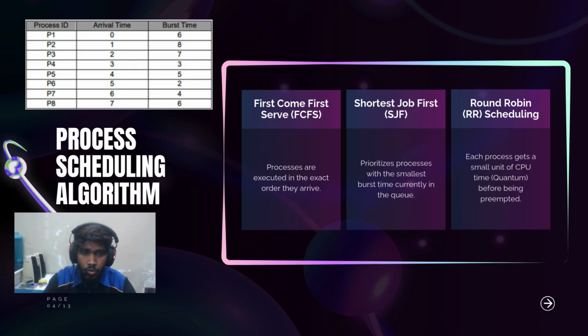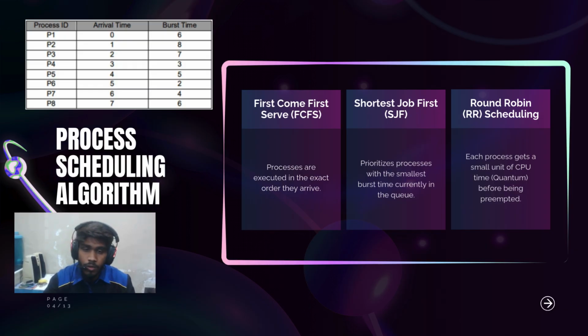Each process gets a small unit of CPU time, which is called a quantum, before being preempted. Later on there will be two examples with quantum 2 and quantum 4, but as a brief explanation, let's say P1's burst time is 6, but the time quantum can only take 2, so it will take 2 of the burst time and then go on to P2, then P3, and so on until P8. Then it will come back to process 1 and take another 2 out of it, and it will continue like this until it is done, always coming back to the process.